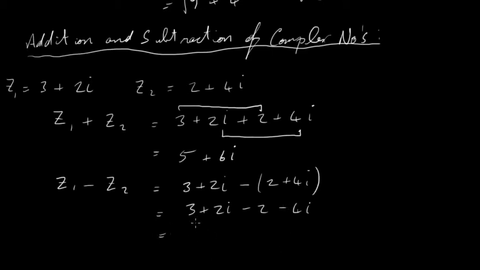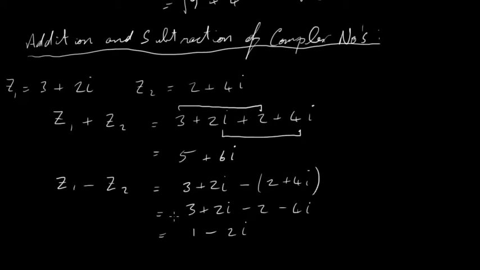So again, you just do the real parts first. So we're going to do 3 minus 2, which is 1. And then we've got 2i minus 4i. That just gives me minus 2i. So that's what we get when we add and subtract complex numbers.